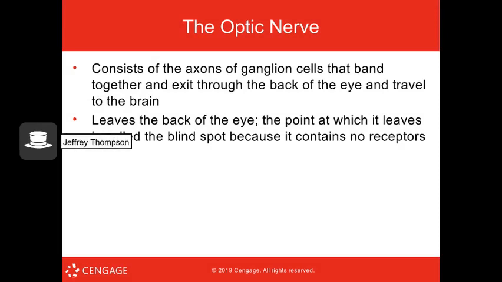So, as mentioned before, the optic nerve leaves the eye. It's that bundle of the axons of ganglion cells. Because it's leaving the back of the eye, there is a blind spot right at the point of exit because there are no receptors.